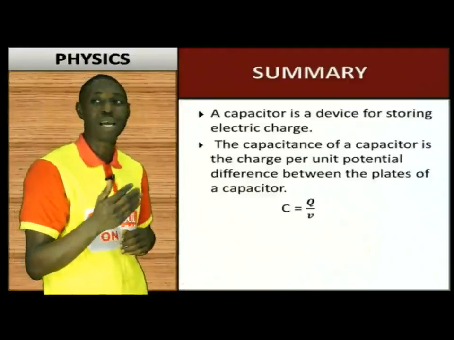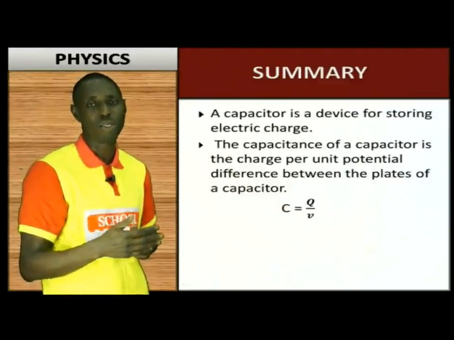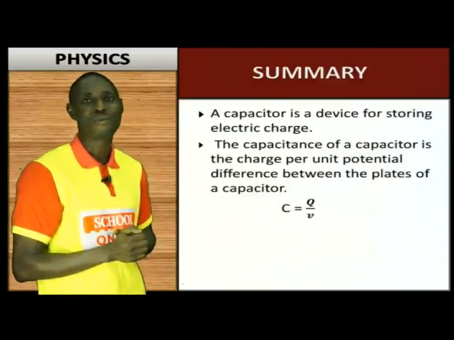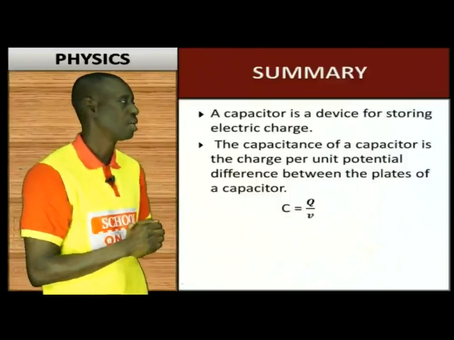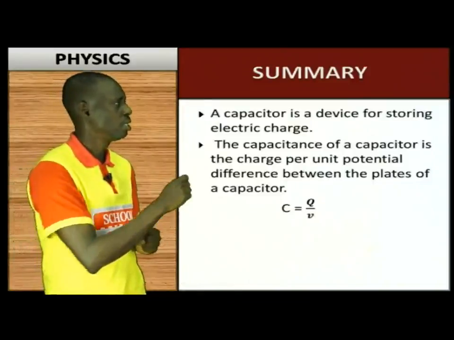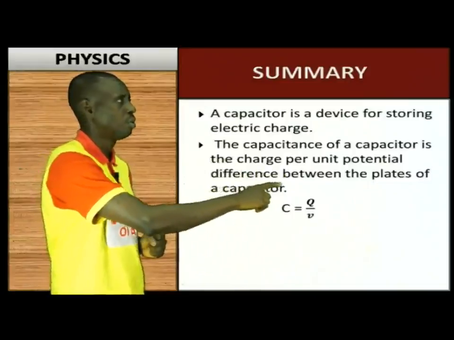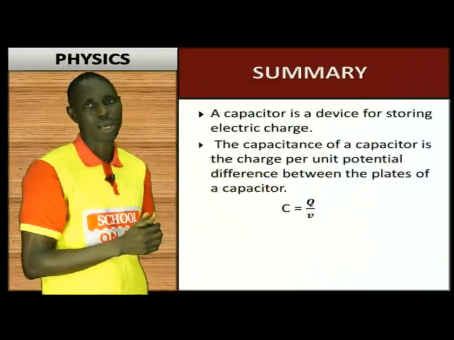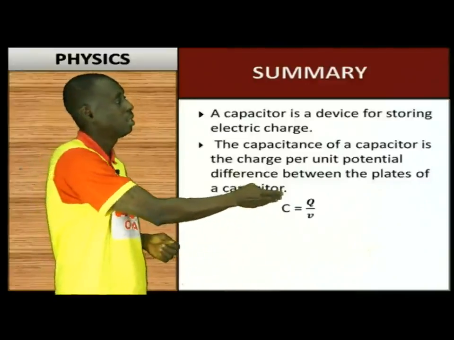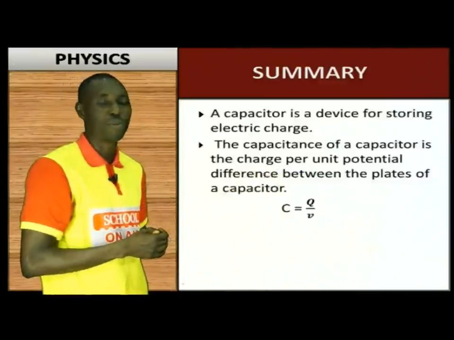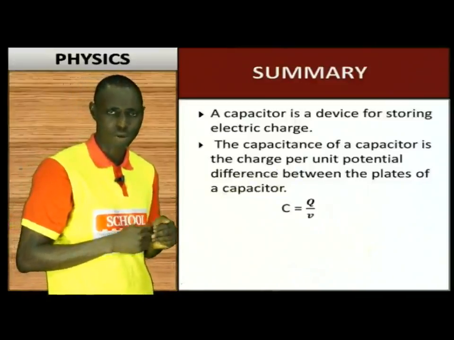And you will also take note that the unit of measurement for capacitance is the farad, and we have different farads. We talk about the picofarad, the microfarad, and all those other ones. Then the capacitance of a capacitor is the charge per unit potential difference between the plates of a capacitor. So capacitance can also be mathematically represented as C equals Q over V, where Q is the charge and V is the potential difference.